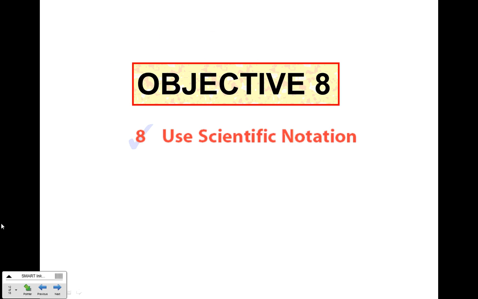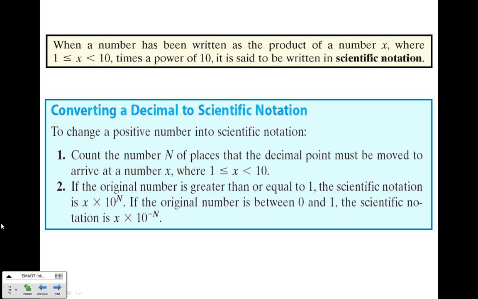All right, lastly, let's talk about some scientific notation. When a number has been written as the product of x, where x is between 1 and 10, times the power of 10, it is said to be written in scientific notation. Something like this, 5.86, right, that's between 1 and 10, times 10 to the, I don't know, 8th. How about that? Scientific notation. We want this number to be a single digit, though. So if we wrote 58.6 times 10 to the 7th, no good. That's not scientific notation. Single digit in front of the decimal.